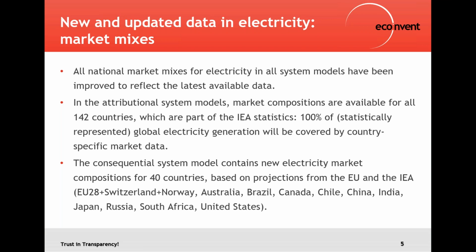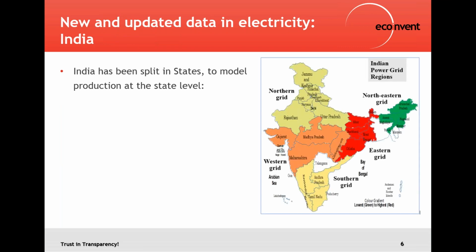So for consequential, we are using specific market composition for 40 countries listed here in brackets, and those market compositions are based on projections from the European Union and again the International Energy Agency. In that case, those projections are from 2016. So as you have seen, all three system models benefit from more recent data and more coverage. But in the case of consequential, we also have an improvement in terms of accuracy and then usability of those markets in your modeling.